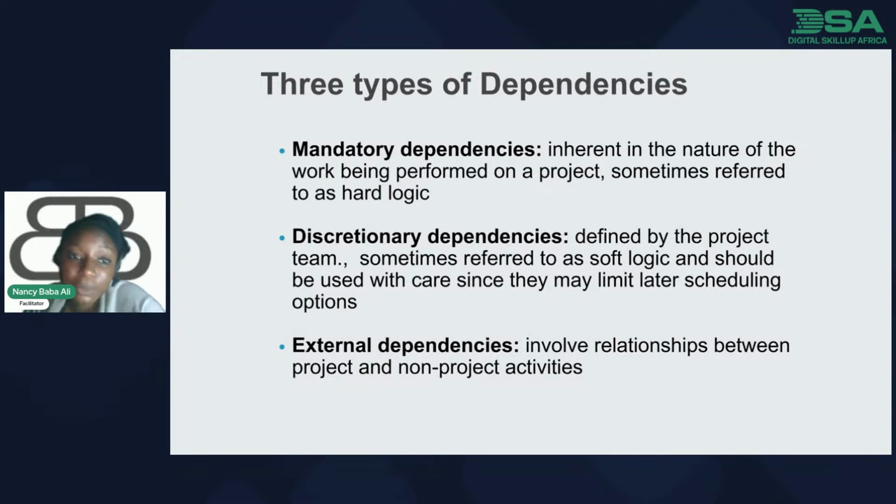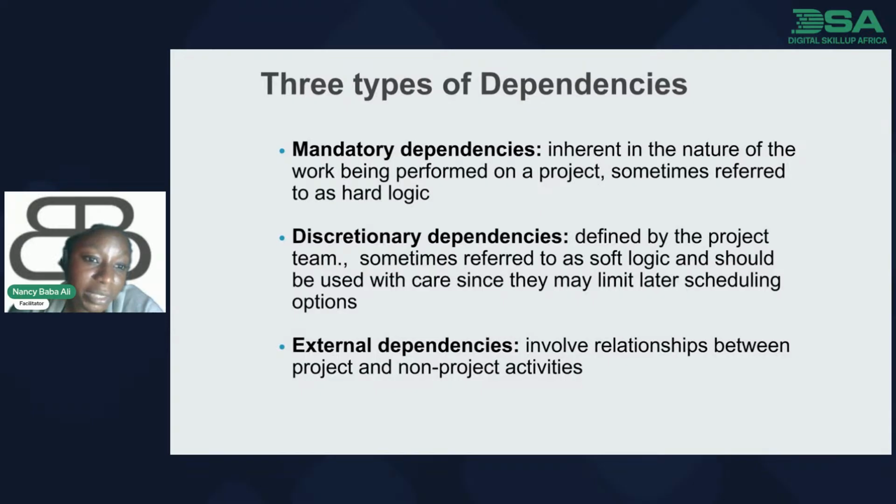We mentioned that we have three types of dependencies: mandatory, discretionary, and external dependencies. This is just a brief overview of everything. Mandatory is pretty much, as you hear the name, mandatory. It means that you have to follow the mandates, the rules, and the guidelines, and live up to the expectations that the company, organization, or project manager has implemented for the team members.